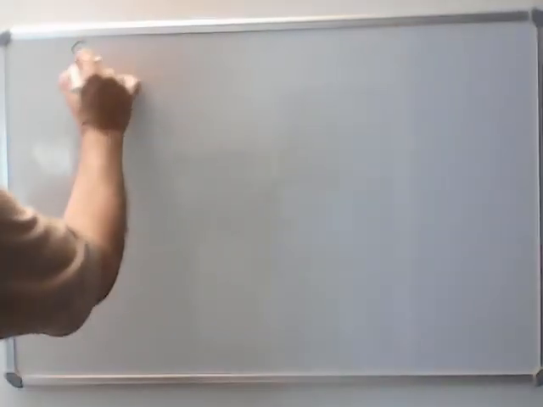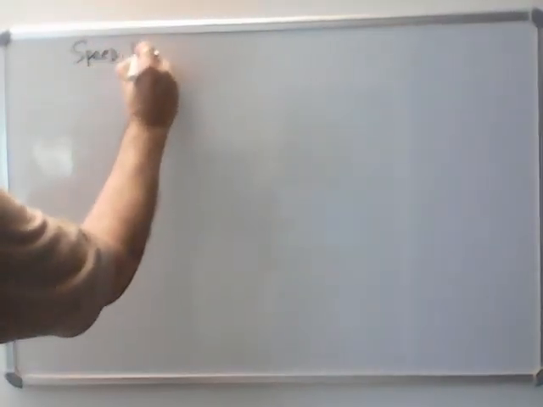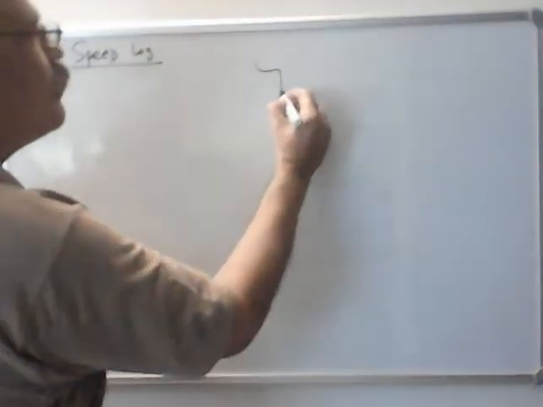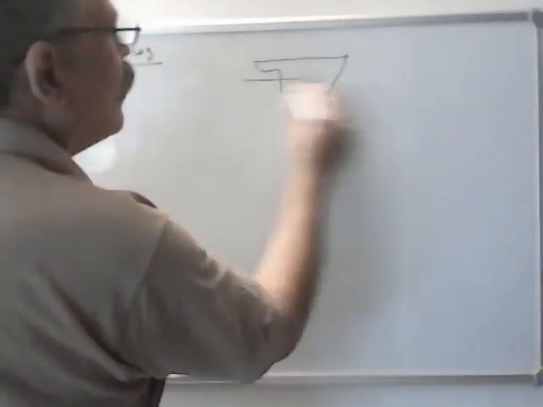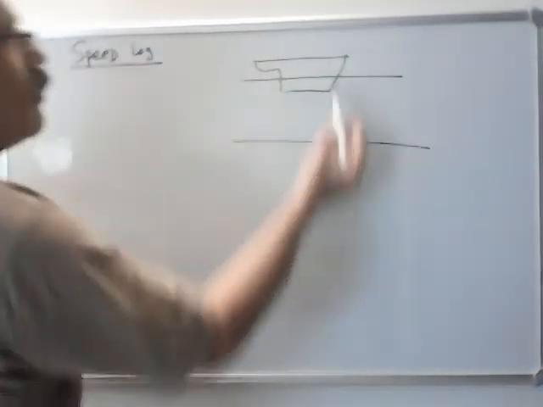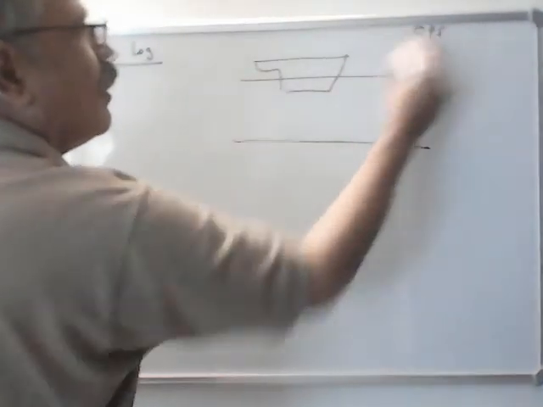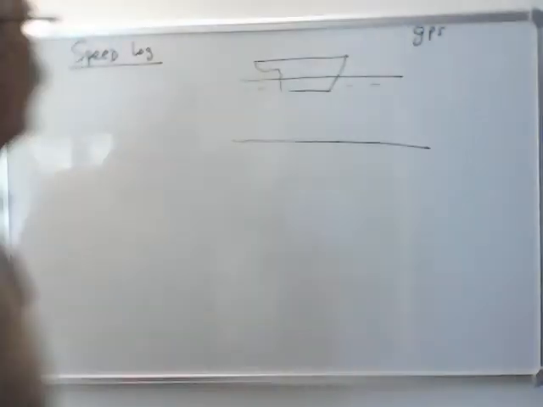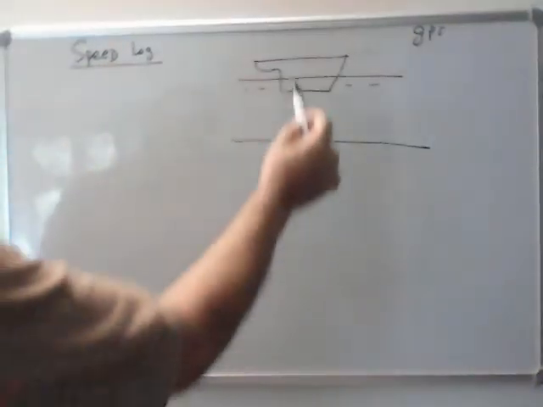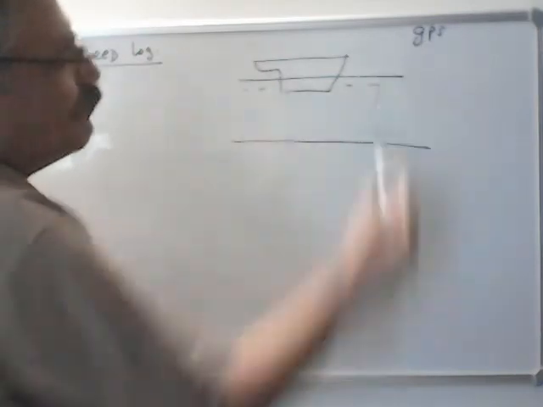Now we will do speed log. GPS gives us the speed over the ground, that is over the seabed. So the speed of the ship with respect to the ground is given by GPS. And speed log gives us the speed of the ship with respect to the water.